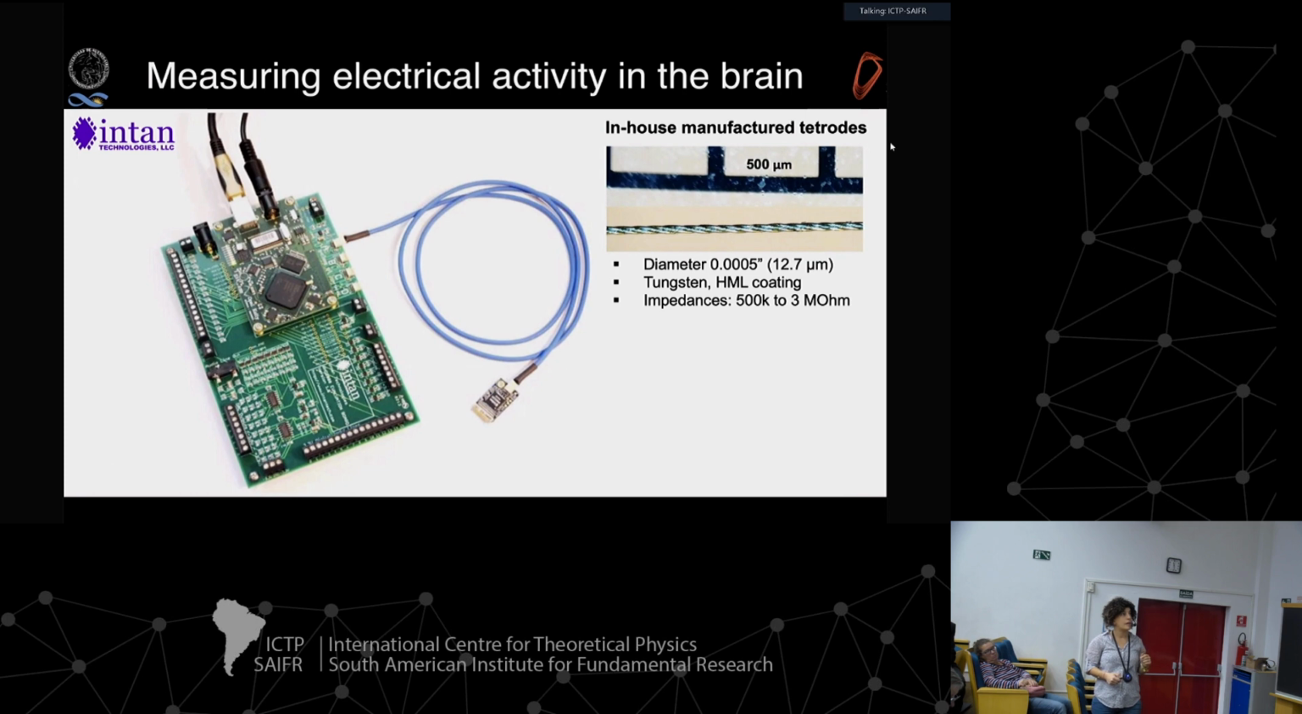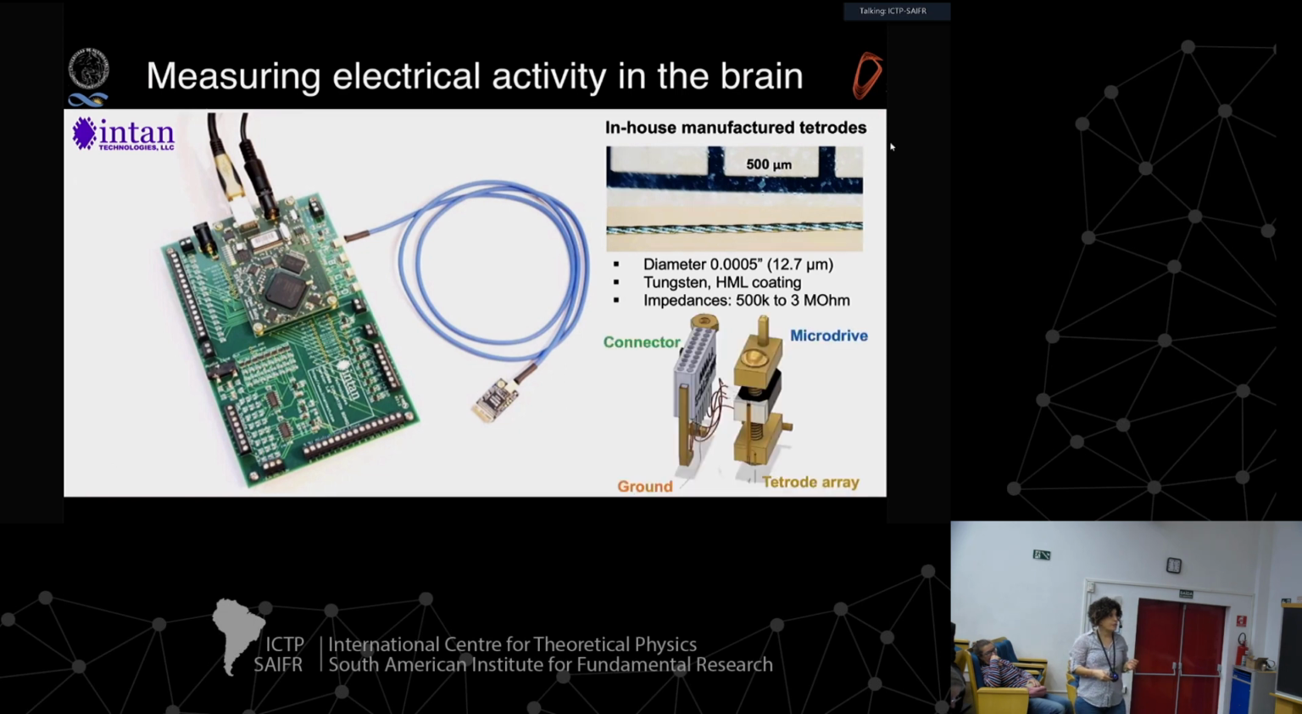You have a tungsten wire, very thin, 12 microns, and you can make your own electrodes. And so what we did was develop a machine to record from the brain.